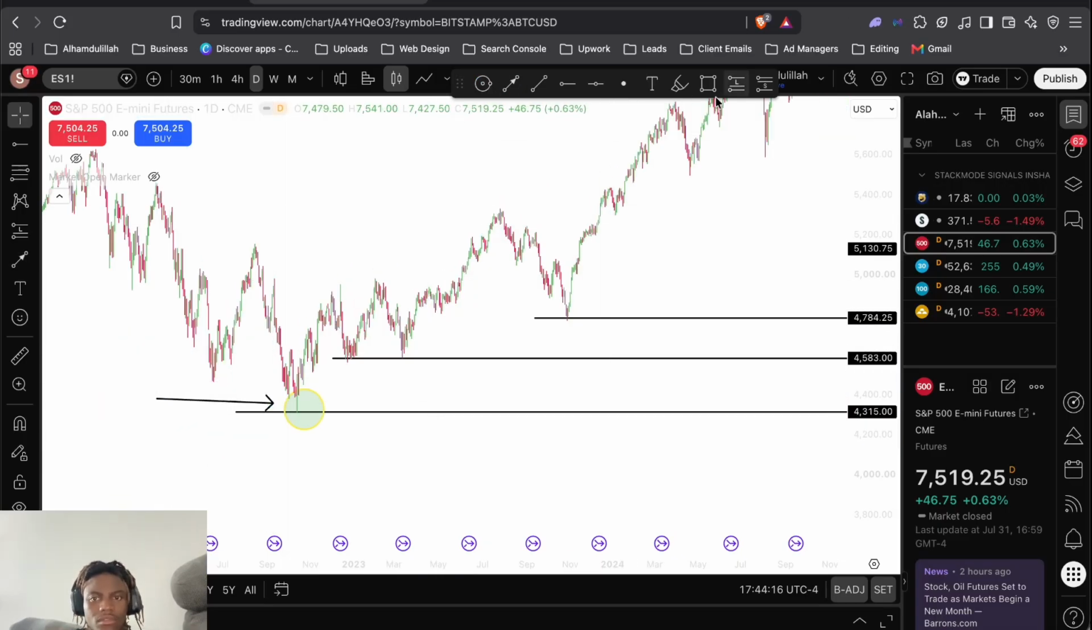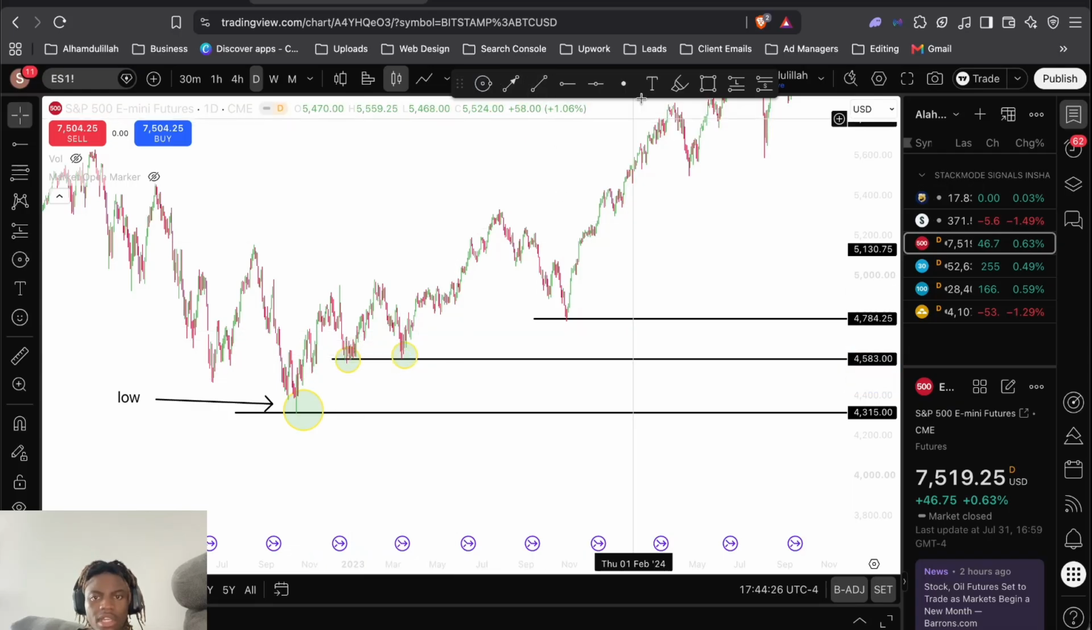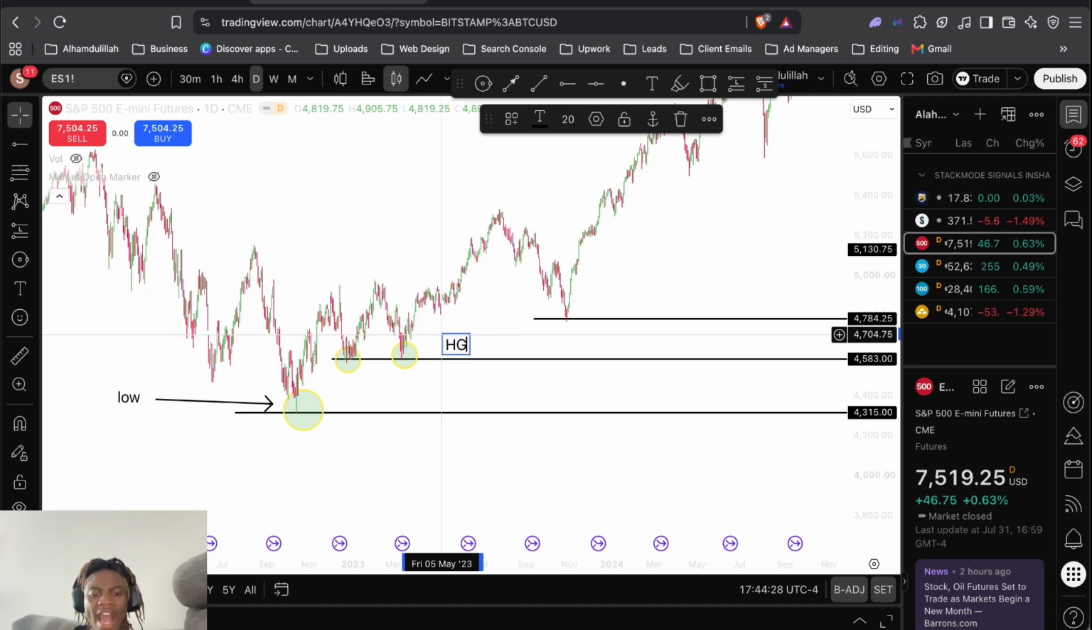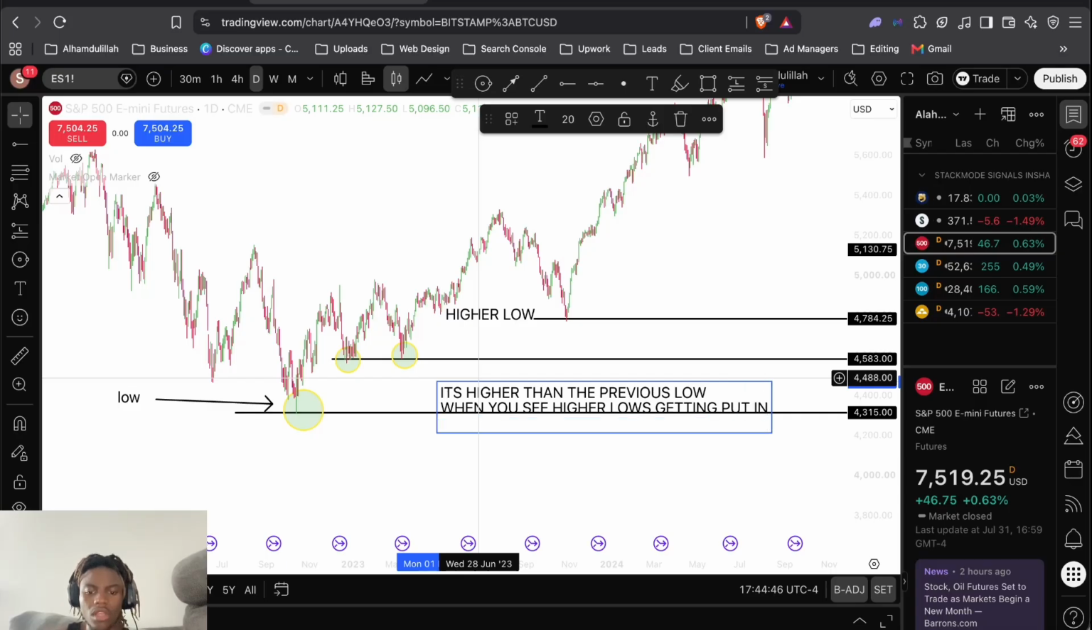So here, let's say we have this low, and then we have this low above it. These two areas of support here. This is going to equate to a higher low. When you see higher lows getting put in, price is most likely bullish.